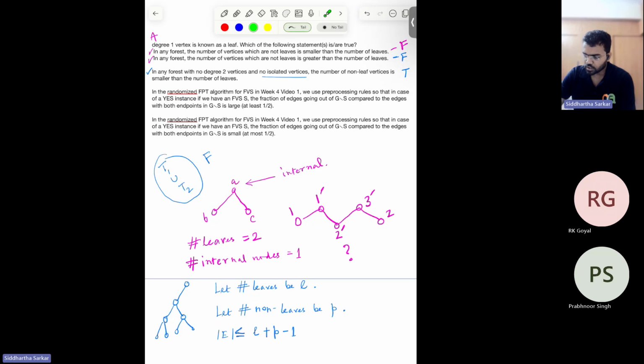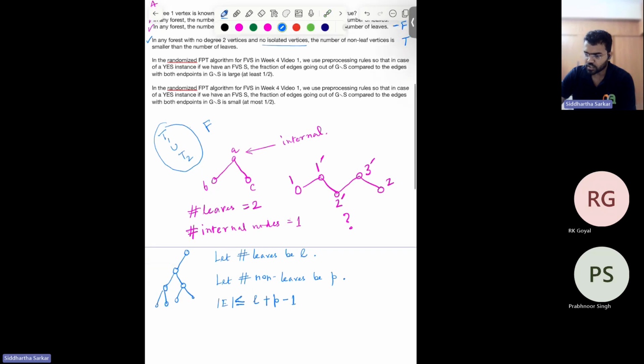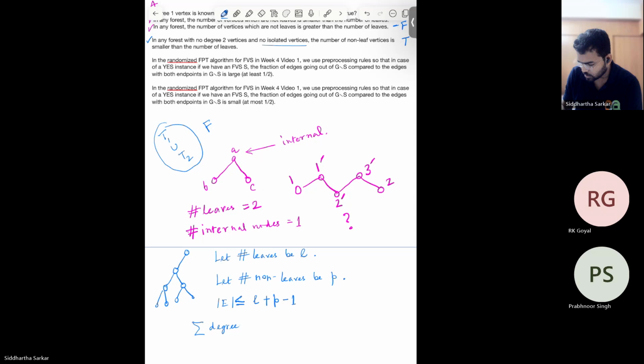So therefore, now we will do the sum of degrees argument. If the number of edges is this much, then what is the upper bound on the sum of degrees? Twice the number of the edges. So now what do we know? We know that this graph does not contain anything but this.